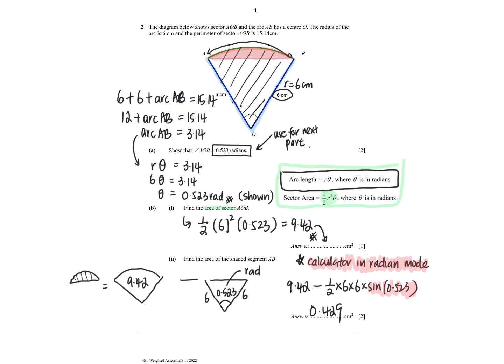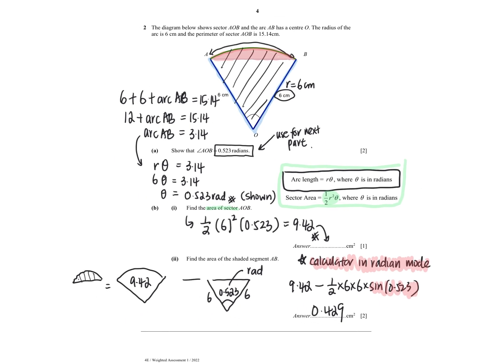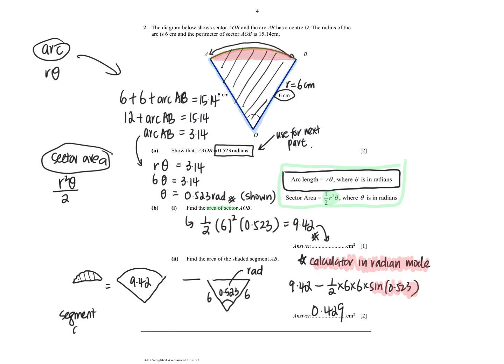Okay, so this is the most typical question you can get for sector area, segment area, and perimeter. So everything is tested. They test you on arc, which is r theta. They test you on sector area, which is r squared theta over 2. They test you on segment area.